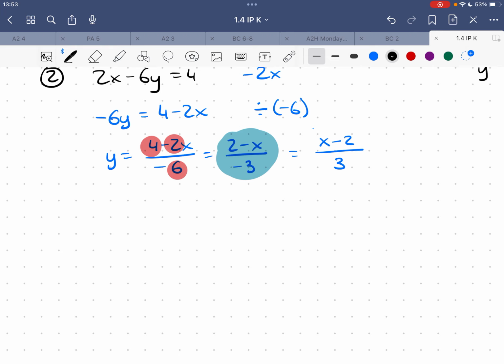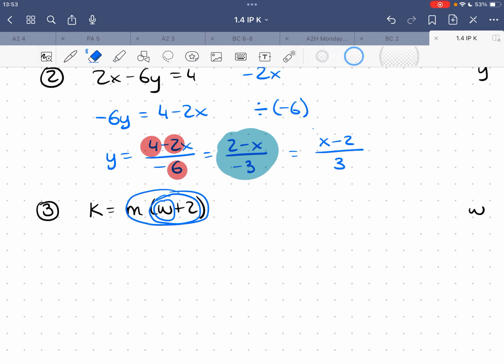Question 3, we get k equals, and in this case we're solving this for w. Okay, so again, the first thing I do is look here. There's only one w, and then there's a plus 2, and then a m. So the first thing I'm going to do is get rid of the m by dividing by m on both sides, and then I'll subtract 2.